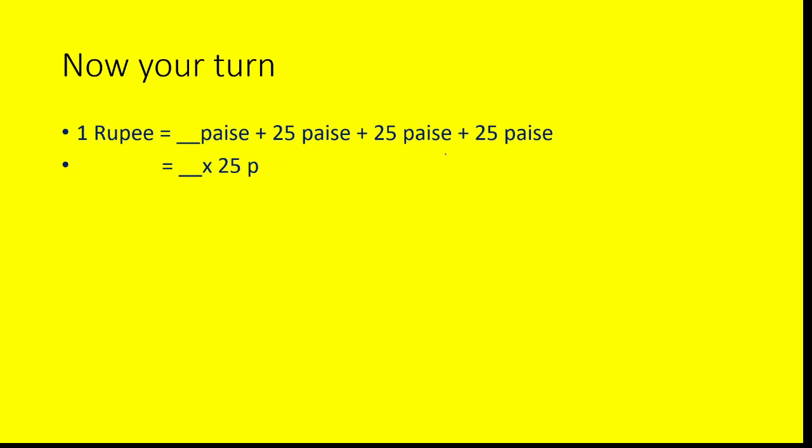Now here 1 rupee equals dash paise into dash paise plus 25 paise plus 25 paise plus 25 paise. So let's check whether you all are correct or not. So you all are correct, and it will be 25 paise plus 25 paise plus 25 paise plus 25 paise will be equal to 1 rupee, or 4 coins of 25 paise will be equal to 1 rupee.